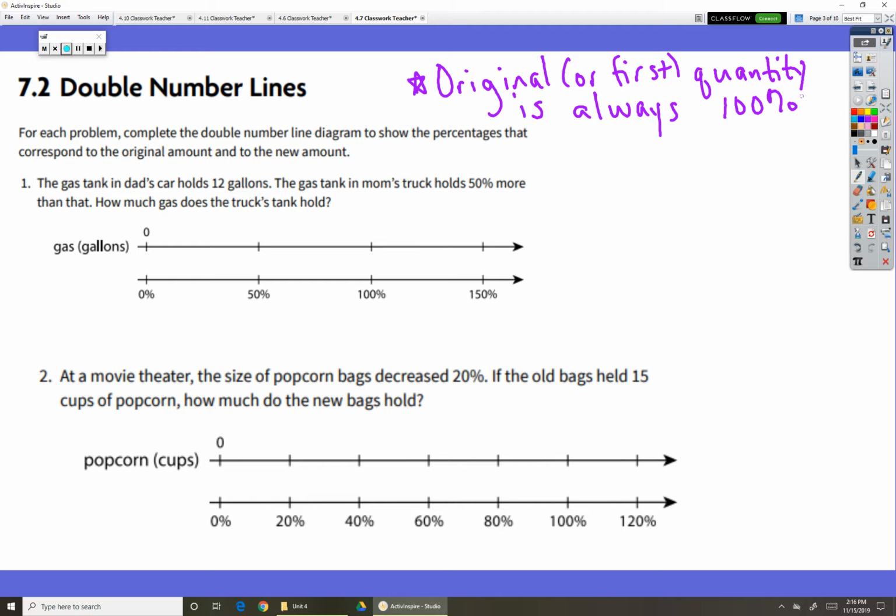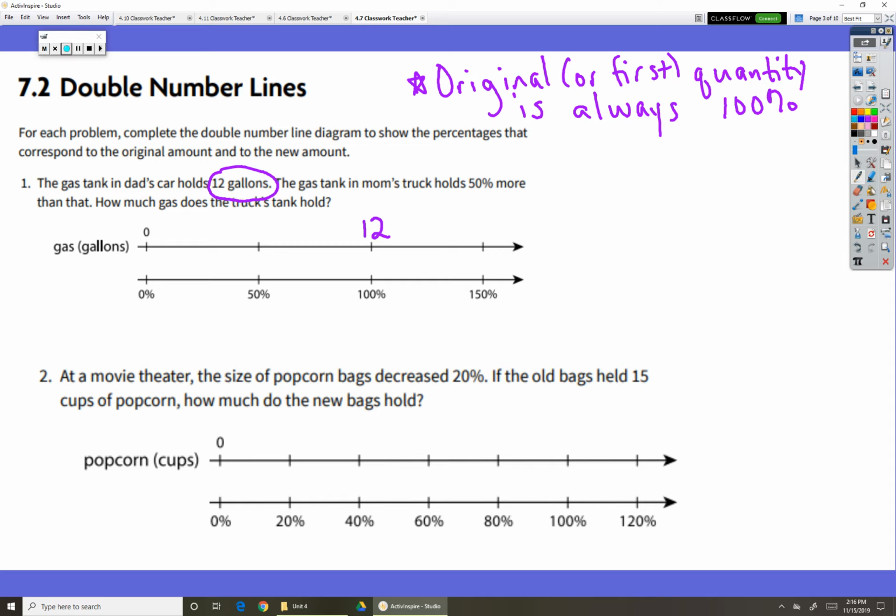Okay, so if we take a look here at number 1, the gas tank in Dad's car holds 12 gallons. The gas tank in Mom's truck holds 50% more than that. How much gas does the truck's tank hold? Now, the note I gave you is that the original or the first quantity is always 100%. So, the gas tank in Dad's car, that's the original, holds 12 gallons. We're going to put that at 100%.